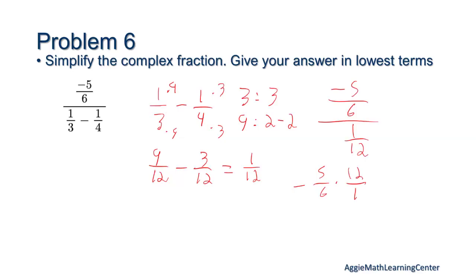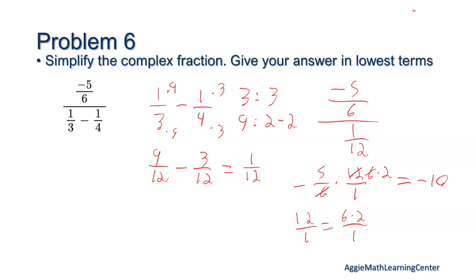And we could multiply 5 times 12 and then divide it by 6. Or we could just recognize that 12 over 1 is equal to 6 times 2 over 1. And we can cancel out the 6 and the 12, so that we get rid of the 6 in the numerator and the 6 in the denominator, and that gives us 5 times 2 over 1, which is just negative 10.